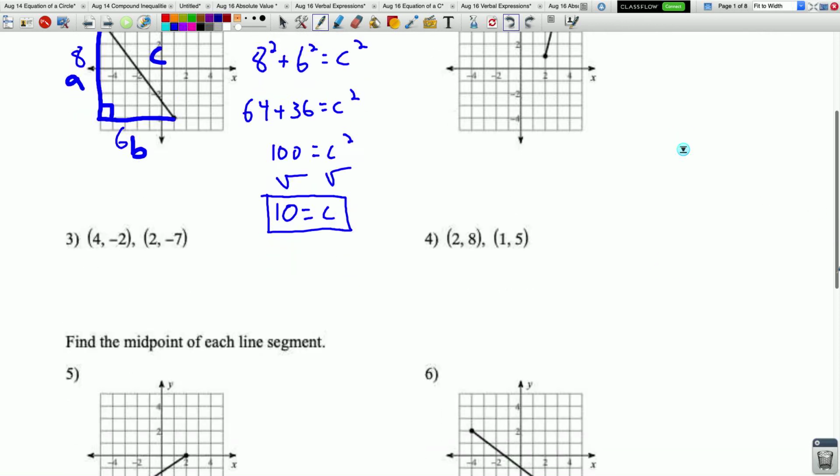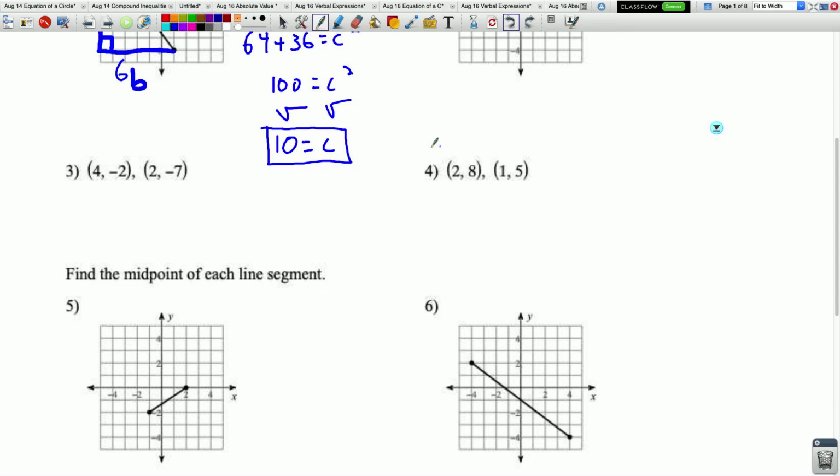Let's look at problem number 4 next. Problem number 4, we've got the 2 points, but we don't have the graph. So one thing we can do, we can sketch a quick graph of this if we want. Let's say 2, 8, 1, 5, to kind of get an idea what this should look like. But mostly, all you have to do is to get the legs of your triangle, find the distance between your x values. That'll give you the bottom of the triangle. Find the distance between the y values. That'll give you one side length, and then again use the Pythagorean theorem.